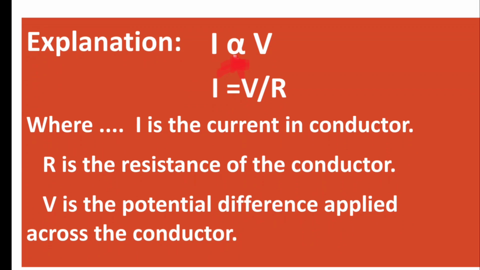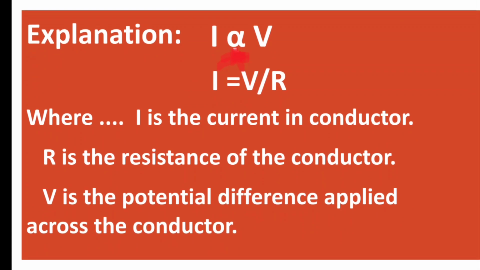The mathematical form of Ohm's law is I is directly proportional to V. Therefore, I is equal to V by R, where I is the current in the conductor, R is the resistance of the conductor, and V is the potential difference applied across the conductor.